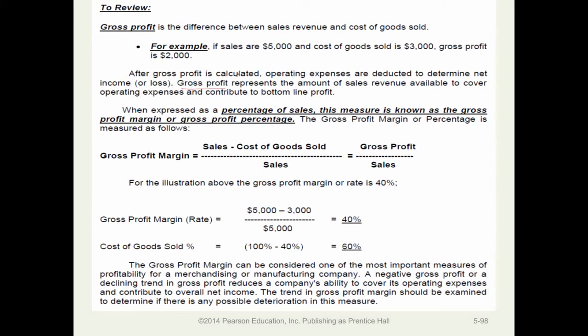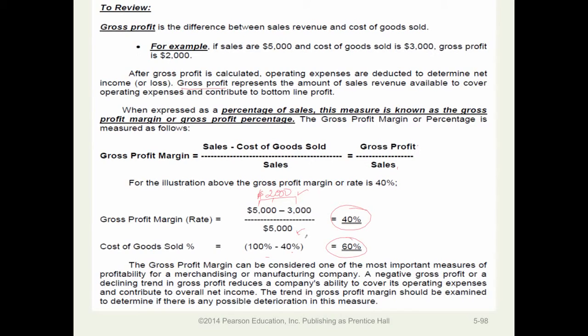However, this becomes very useful when it's expressed in terms of a percentage, and that is known as the gross profit margin or the gross profit percentage. It's simply gross profit divided by sales. So from the above information, if we take sales minus cost of goods sold and get a gross profit of $2,000, that $2,000 gross profit divided by sales is 40%, and 60% is your cost of goods sold percentage. And as I said, it is one of the most important measures of corporate profit.